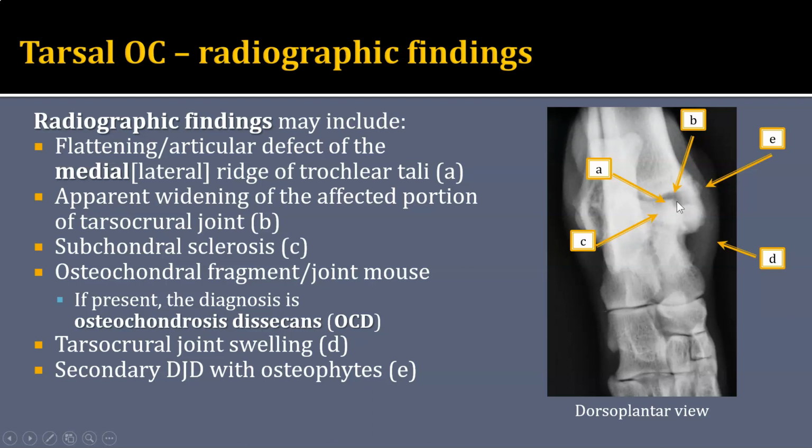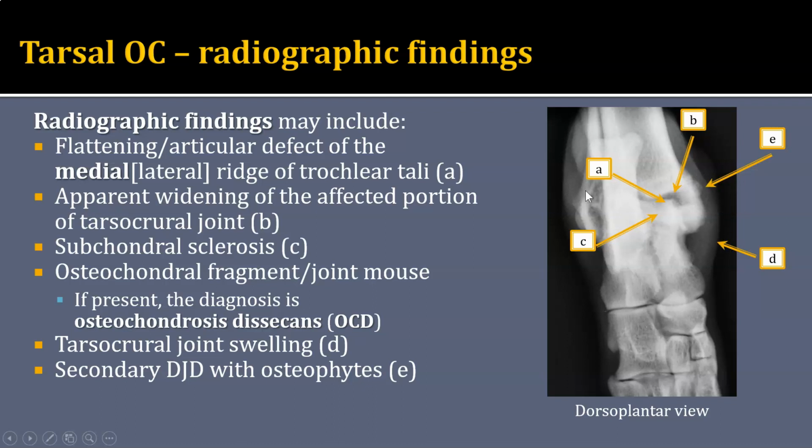And it's not really that the joint space is truly the problem, it's that it is wider because we don't have that normal bone of the medial ridge. So widening of that medial joint space, and then when we look closely, it's because we have a flattened or abnormal medial ridge of the trochlea tali. And then this patient has a lot of subchondral sclerosis.